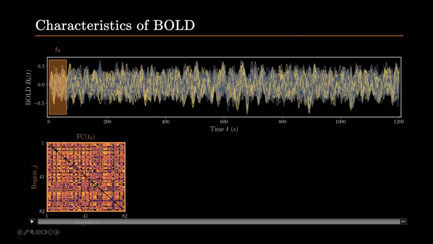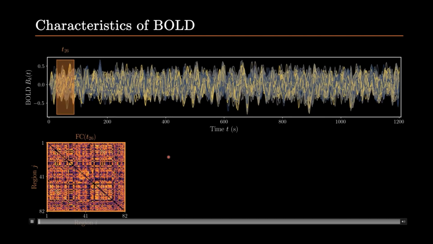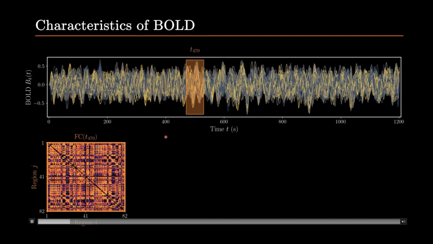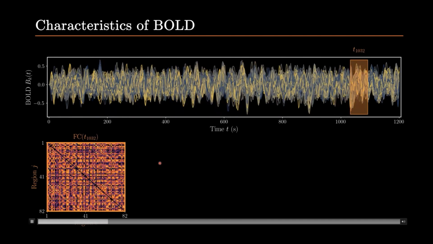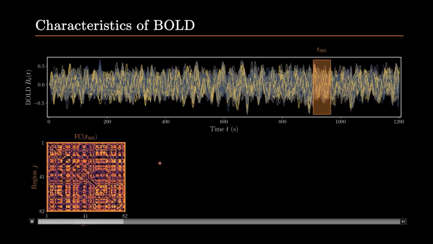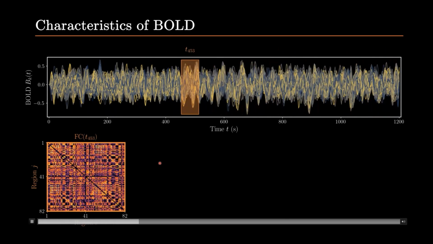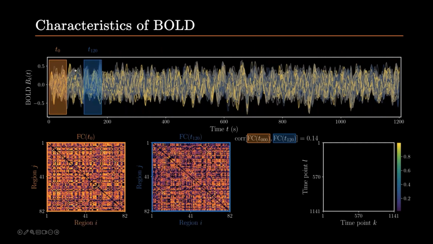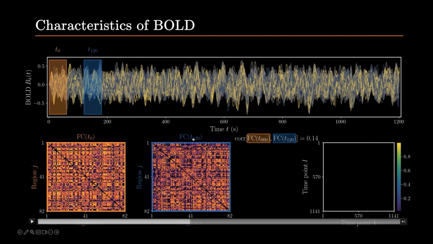So this is a bold time series of some average subject. We can divide this into time windows. For example, this is the time window T0. We can compute the FC in this time window. We can see how the FC changes as a function of time. So we see already how the FC changes dynamically. And we can create a second time window, this blue one, and as well compute the functional connectivity for this time window.